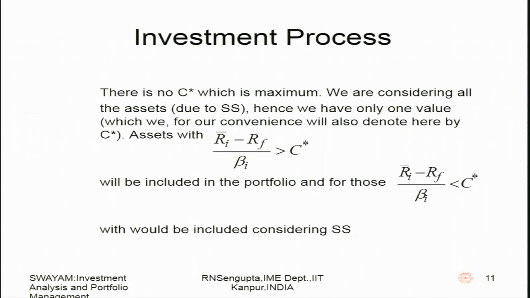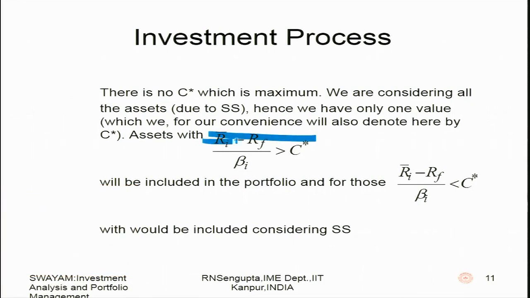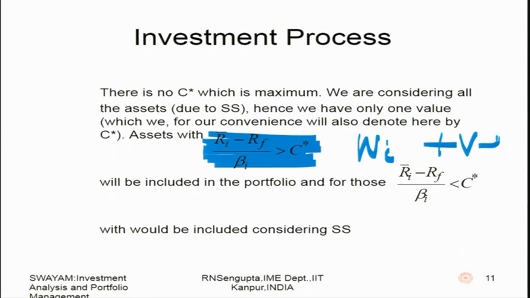So, there is no C star which is maximum. We are considering all the assets due to the fact that short selling is there. Hence, we have only one value of C I, which is basically C star, which for our convenience we consider as C I or C star, wherever it is. If this holds, R I minus R F divided by beta is greater than C star, the weights are positive. And if it is less than C star or C I, we will consider short selling to be there and the W I is to be negative.